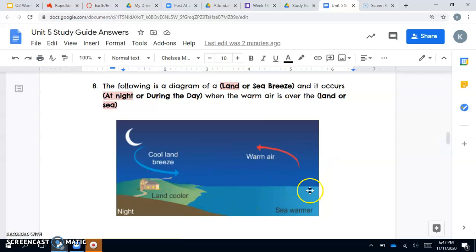So then on the opposite side of that, at night, the land cools faster than the ocean does. So at night, the ocean is warmer, so it reverses. So now the warm air is over the sea, and then the cool air is over the land. So now the breeze will be flowing from the land to the sea. And again, we name them after where the cold air is coming from. So that's going to be a land breeze. So land breezes occur at night when the warm air is over the sea.